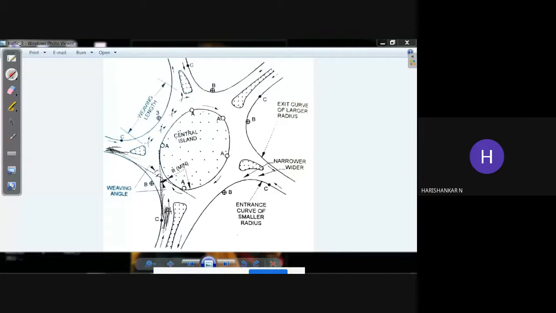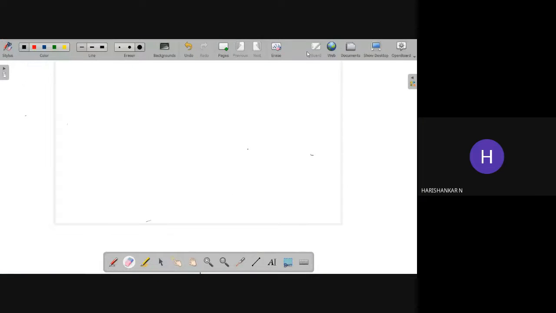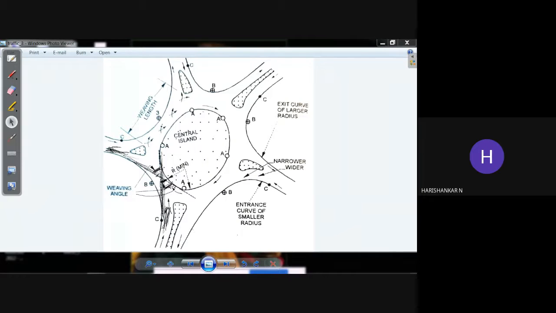Okay, so here you can draw a tangent like this. Here you can draw a tangent for the upcoming vehicle, and for the leaving vehicle you can draw a tangent like this, and the angle made by these two tangents will give you the weaving angle. So this angle and this angle will be the same, so these angles are known as weaving angles. So that is what the weaving angle and weaving length are. I hope it's also clear for you.